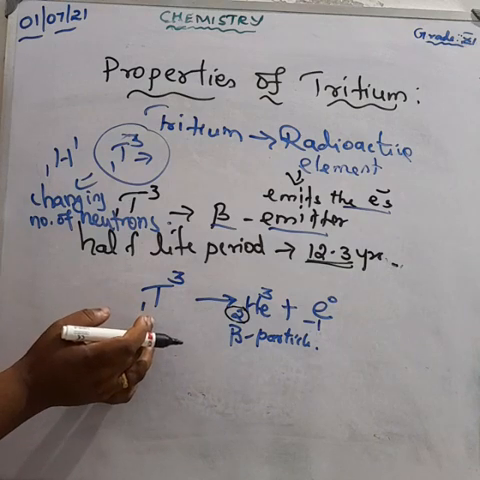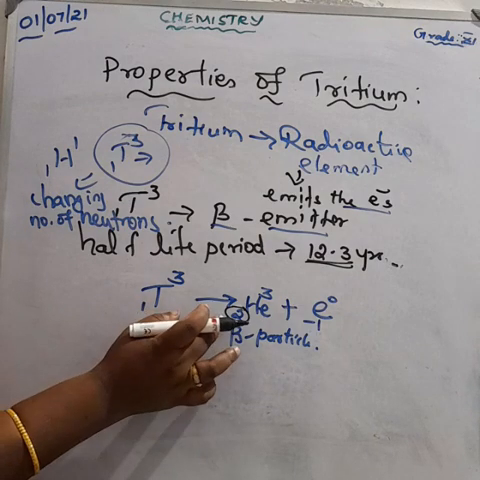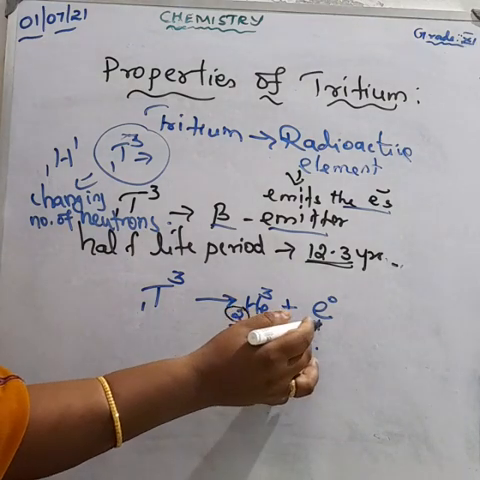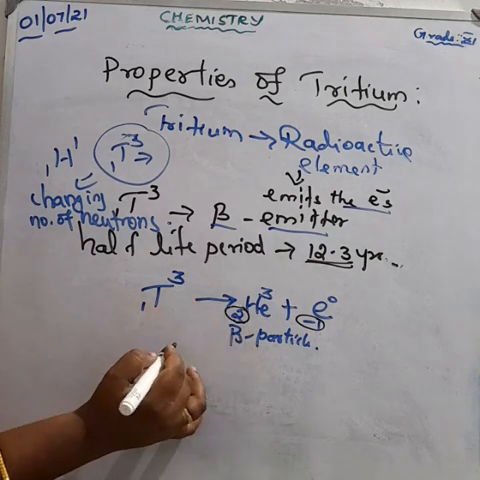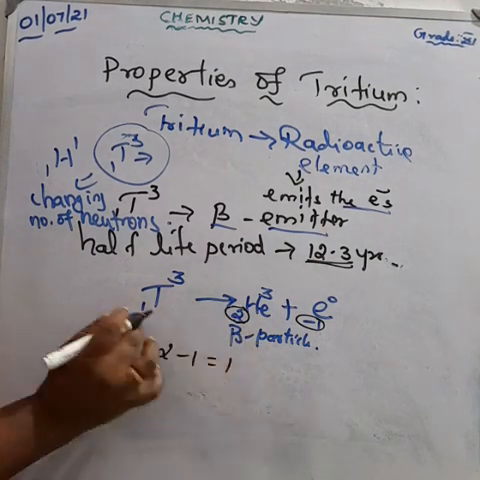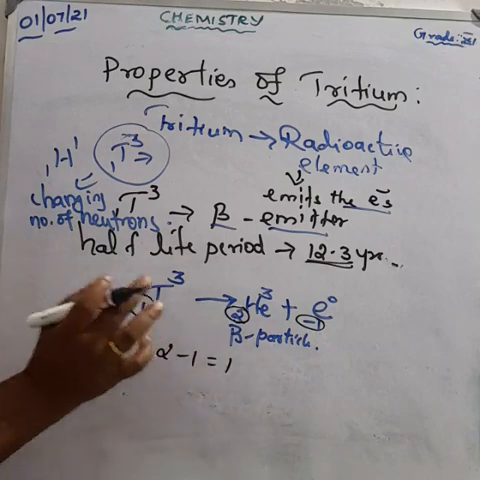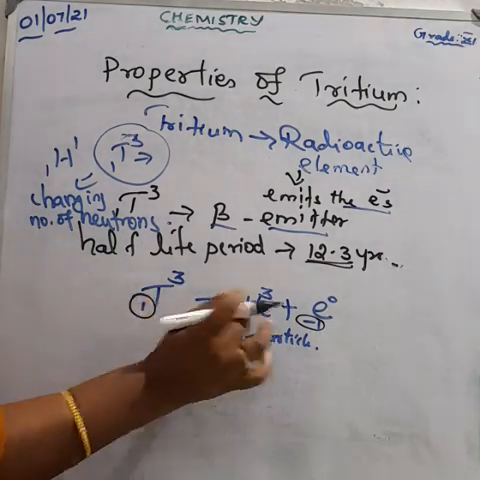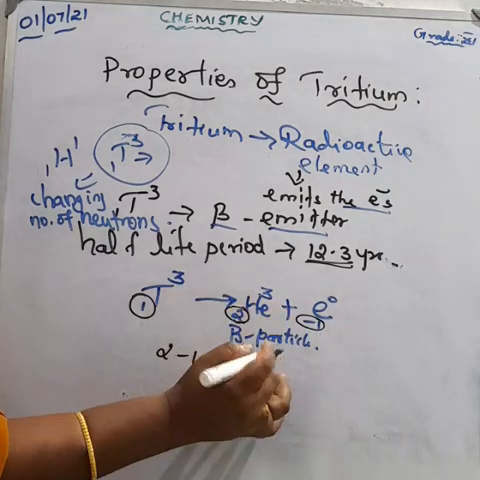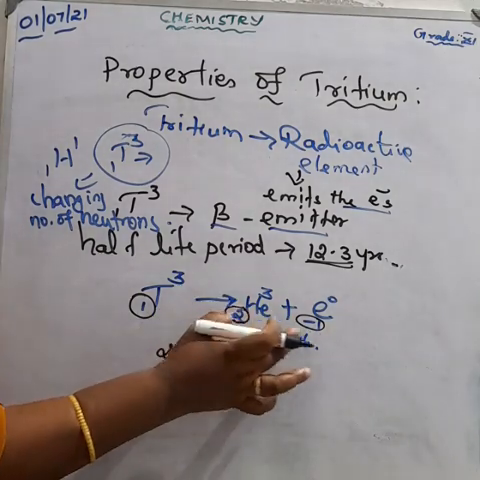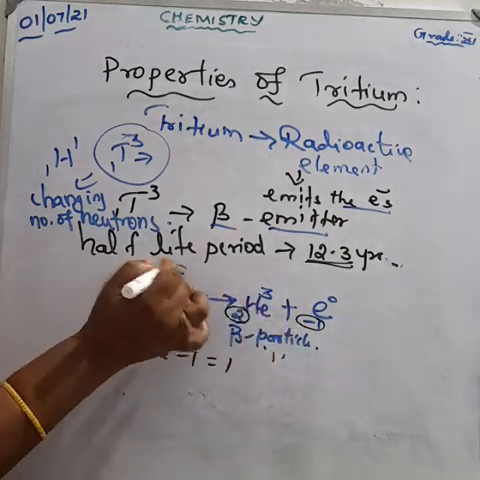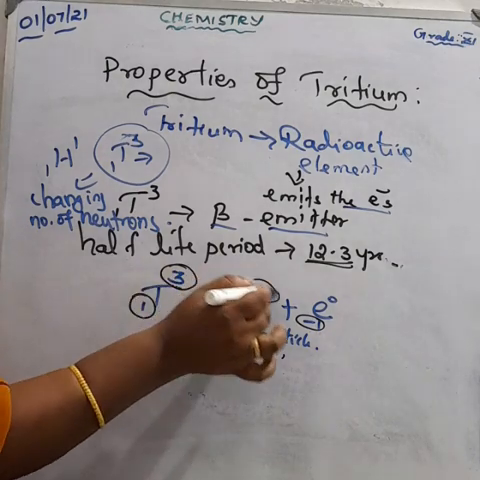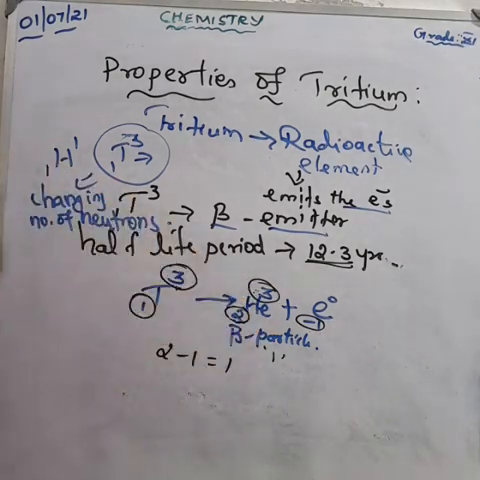When it emits the beta ray, we subtract the one electron from the beta ray, the helium 2, and we get 1. So we have now balanced the number of electrons. The mass number is also the same. Tritium has mass number 3, helium here also 3. So it is balanced now.